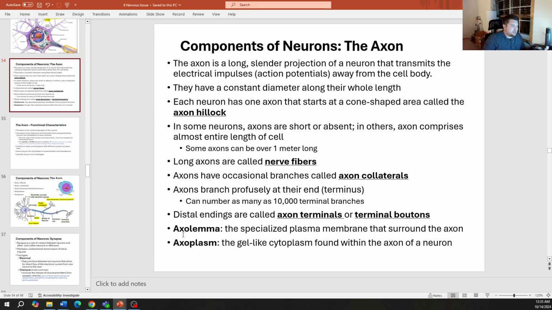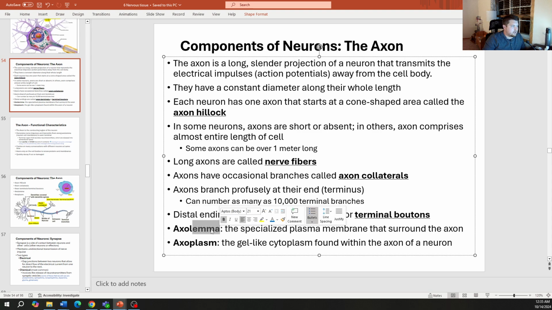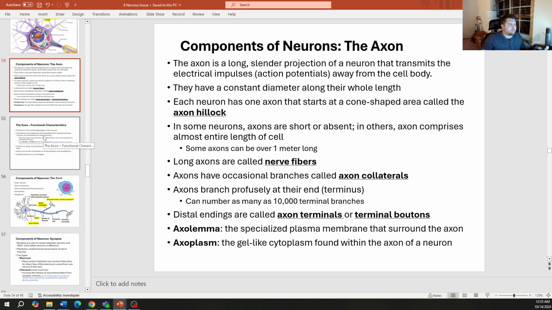Just a couple more anatomy type stuff. Vocab words. Axolemma. Anytime you see that emma right there, think about plasma membrane. We're dealing with some type of membrane. Axo is the axon, lemma being the membrane. So it's the specialized plasma membrane that surrounds the axon. Axoplasm, just like cytoplasm, the gel-like substance found within the axon. Those are probably going to pop up. Each of these terms can pop up just as easily on test questions. Just understanding what their name is and where they're located.